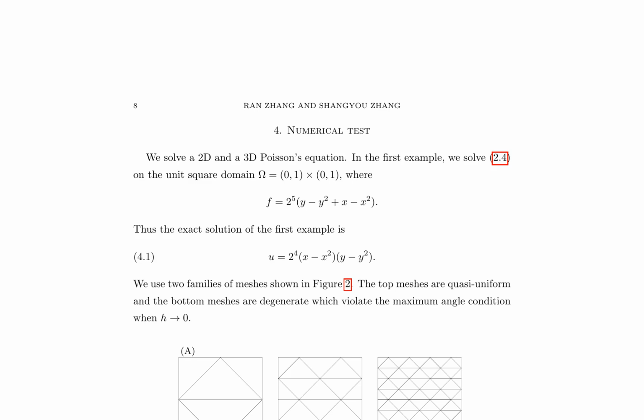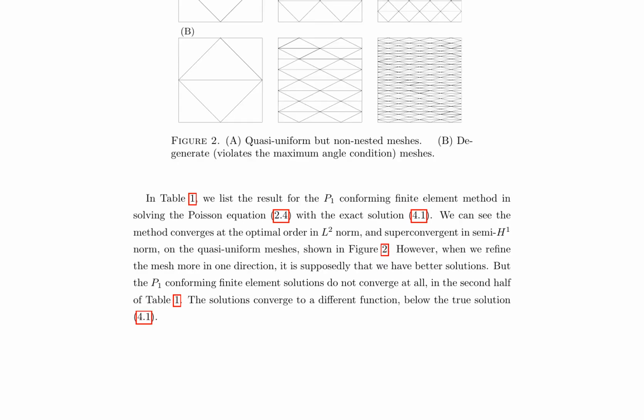In the numerical test section, the authors solve a 2D and a 3D Poisson's equation with a known exact solution. They use two families of meshes, one quasi-uniform and another degenerate, violating the maximum angle condition as the mesh size decreases. The results are presented in Table 1, showing that the P1 conforming finite element method converges at the optimal order in L2 norm and is superconvergent in the H1 seminorm on the quasi-uniform meshes.